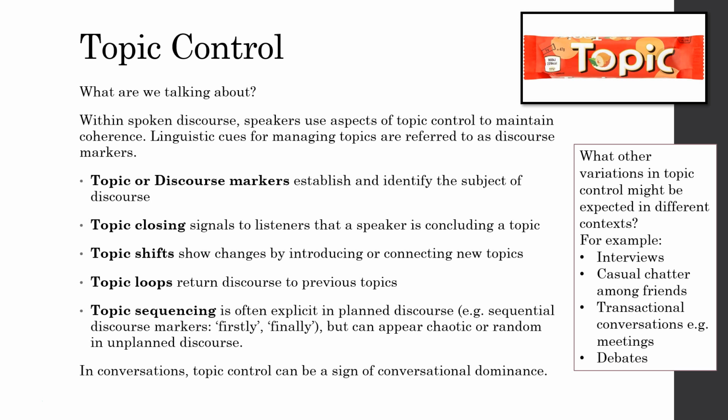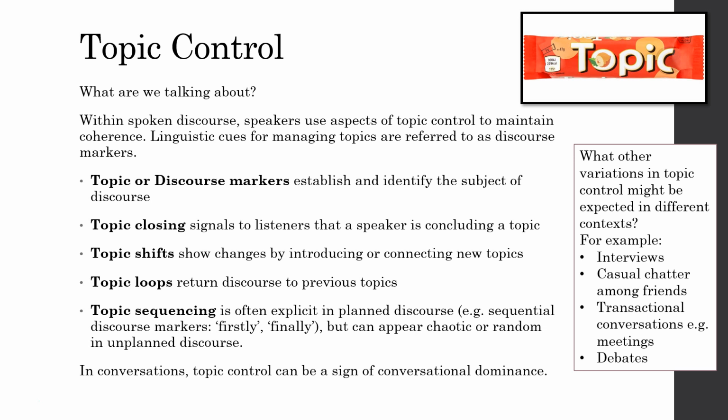But topic means simply the subject of a discussion. And within spoken discourse, topics have to be controlled and maintained coherently so that we know what we're talking about, whether we're listening or whether we're taking part. And there are all manner of linguistic cues used for managing topics, and we normally call these discourse markers or topic markers. These help to establish and identify a subject of discourse, but then we have other features of how that topic is then managed.